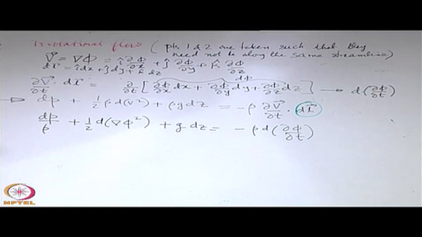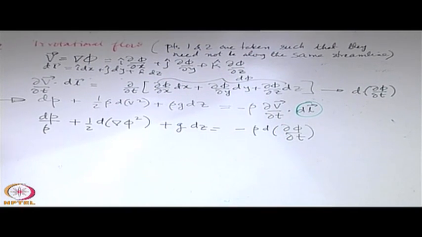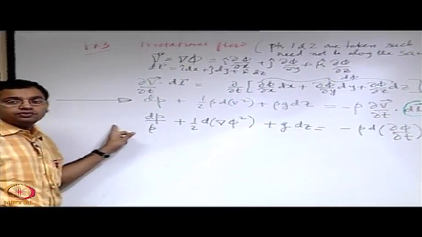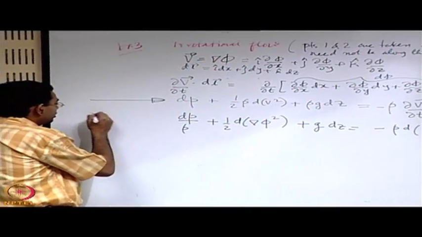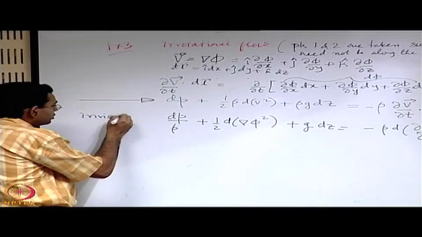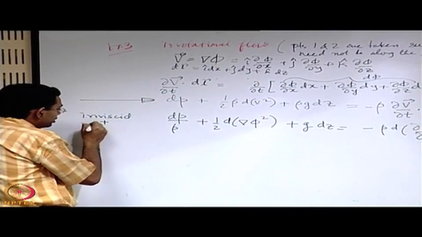This is the Euler's equation in terms of the velocity potential, valid under what assumptions? Inviscid flow and irrotational flow. So this is valid for inviscid plus irrotational.